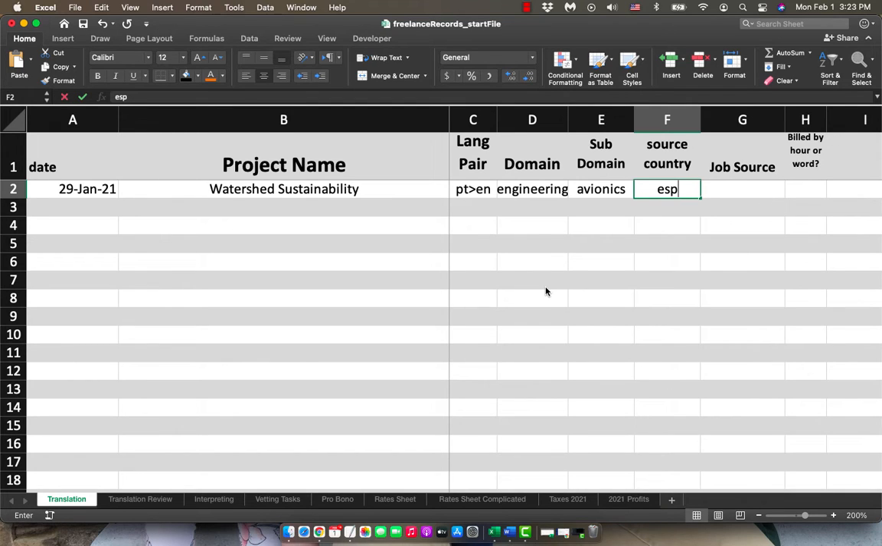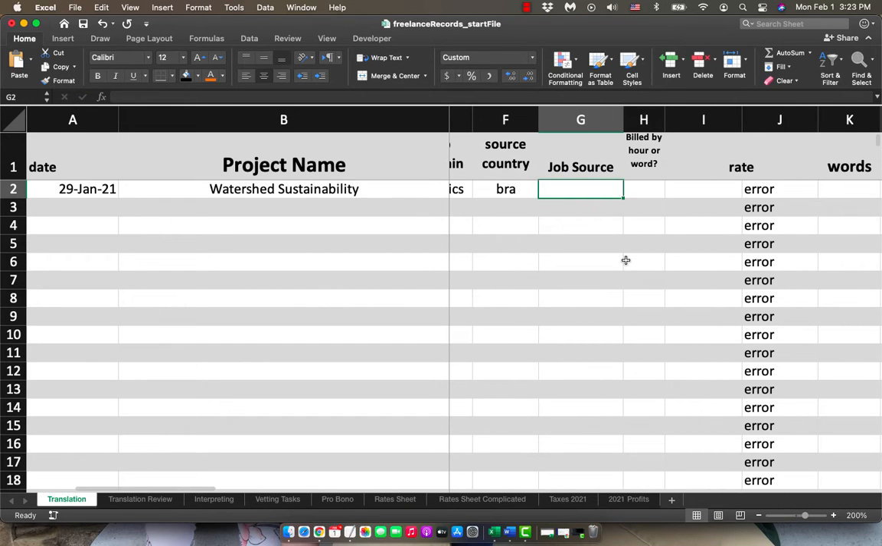Source country, I like to keep track of this. Let's say Brazil, because a lot of employers will want that metric of experience. Do you have experience translating Brazilian Portuguese? I'll say, yes, I've done this many words in Brazilian Portuguese and this many in Portuguese from Portugal.